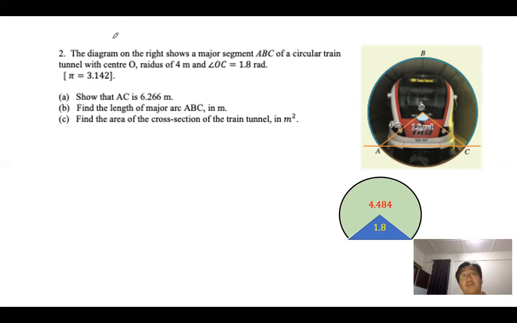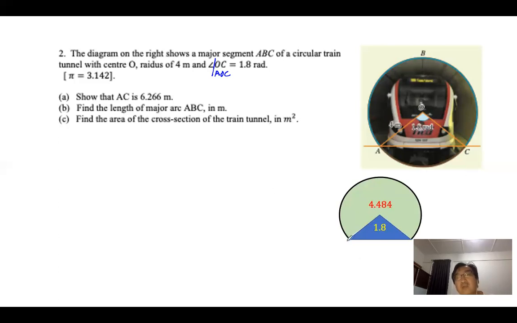So you can see here the diagram on the right shows a major segment, major segment ABC. So this is a major segment of a circle with center O, and the radius is 4 centimeter, and the angle OC, okay, OC is 1.8 radian. I think there's a typo mistake here. It should be AOC, the angle here, AOC. Okay, so this is from your textbook. So the textbook also has mistakes. So 1.8 radian, and then you use pi equals to 3.142. So show that AC is 6.266 meter.